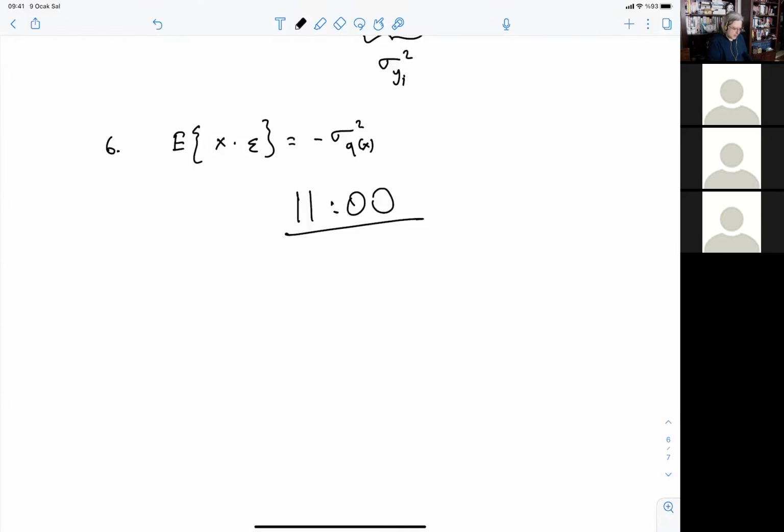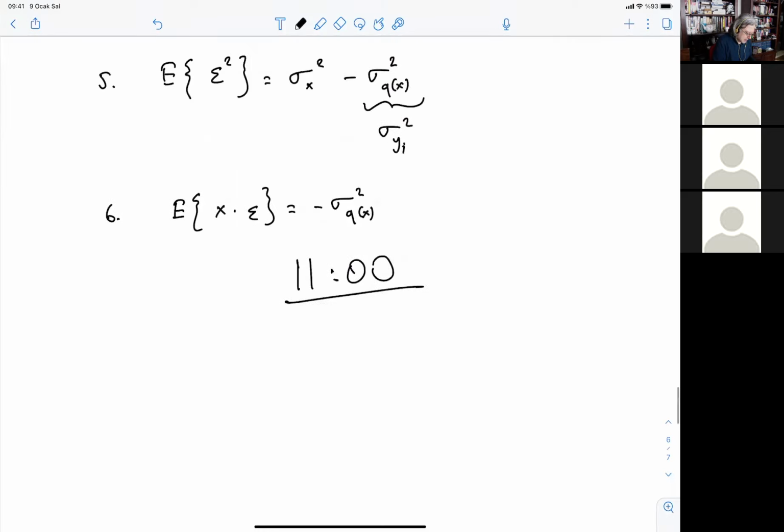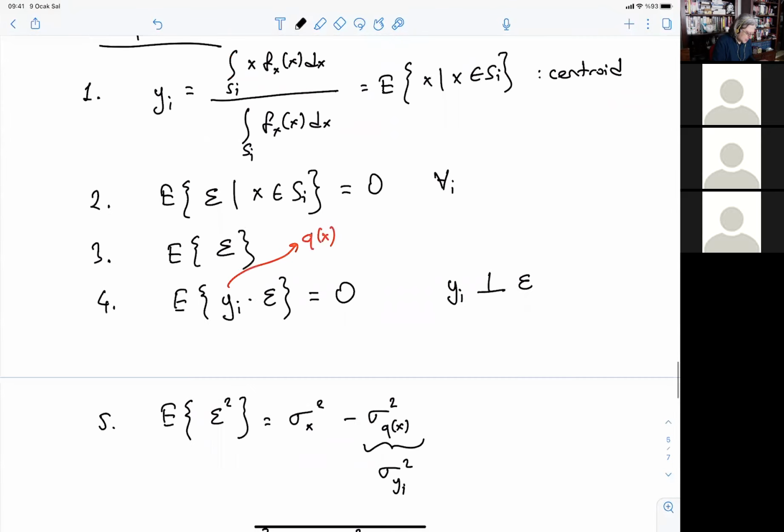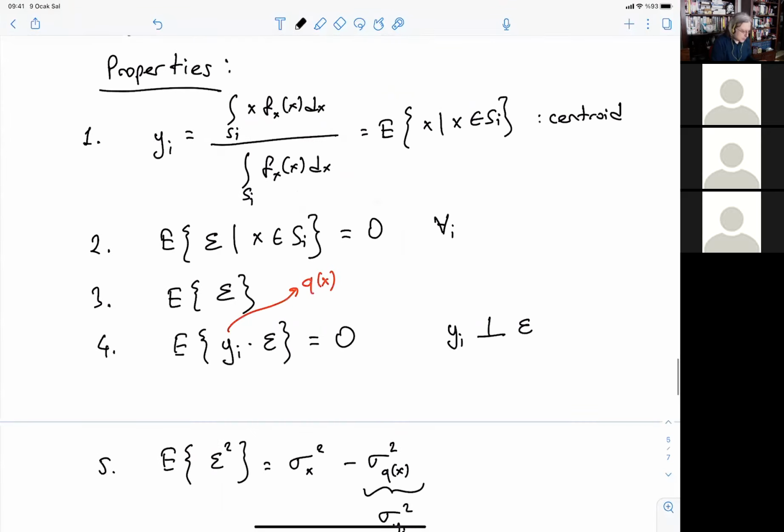Fine. Now we can continue with our discussion. We said that we have these properties of an optimum Lloyd quantizer. And these properties, we can show a few of them. For example, I may start with the first one. And in fact, what I will show as the first property is not really yi is equal to this, which is equal to this, but I will start by saying that yi is already equal to this one.